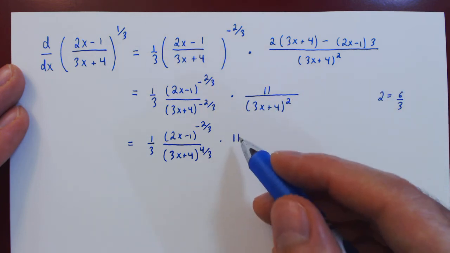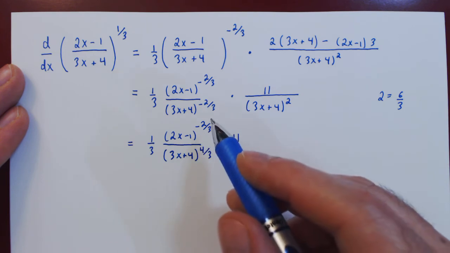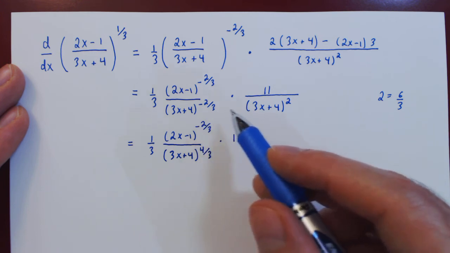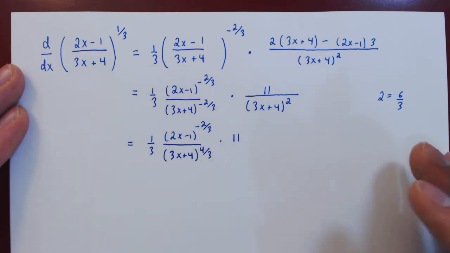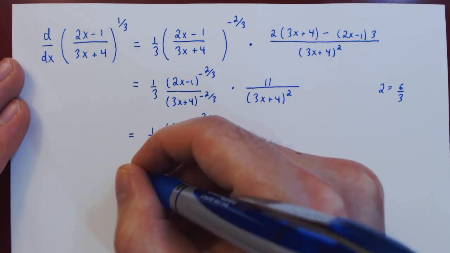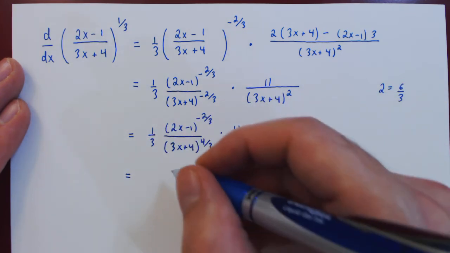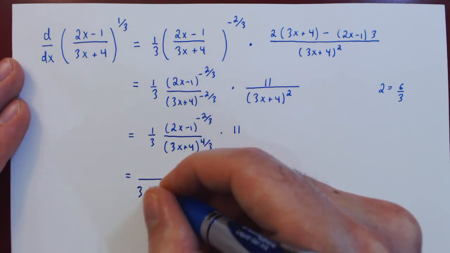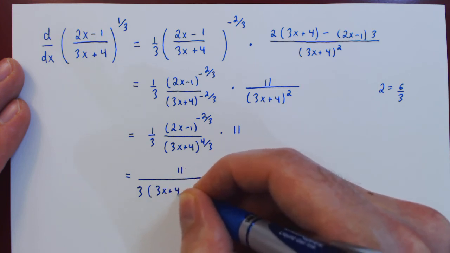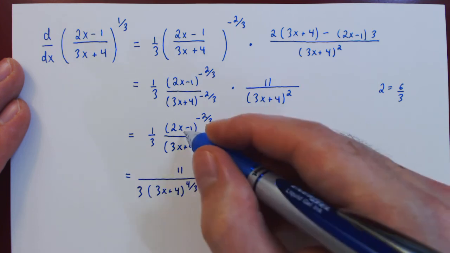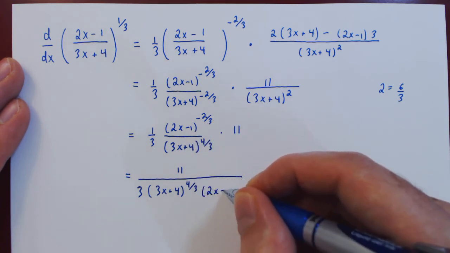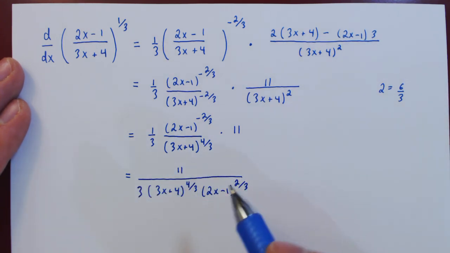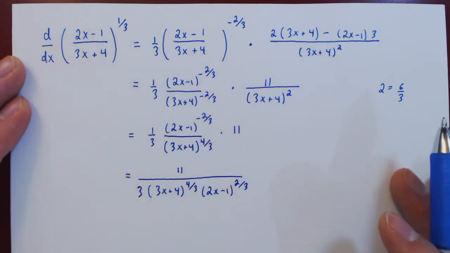What we can also do now is combine the 11 with the over 3. And if we wanted not to have this negative exponent, we could send this term down, and the negative 2/3 will of course come down to a positive 2/3 on the denominator. This will leave us with a single 11 on the numerator over 3 times 3x plus 4 to the 4 over 3, and then times 2x minus 1 to the positive 2 over 3. And now we have a fully simplified answer to the derivative of the initial function. And that's it.